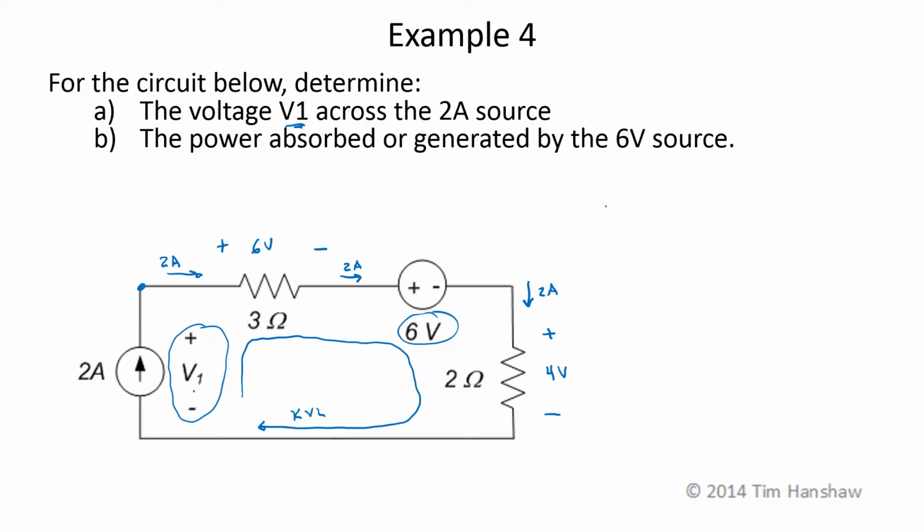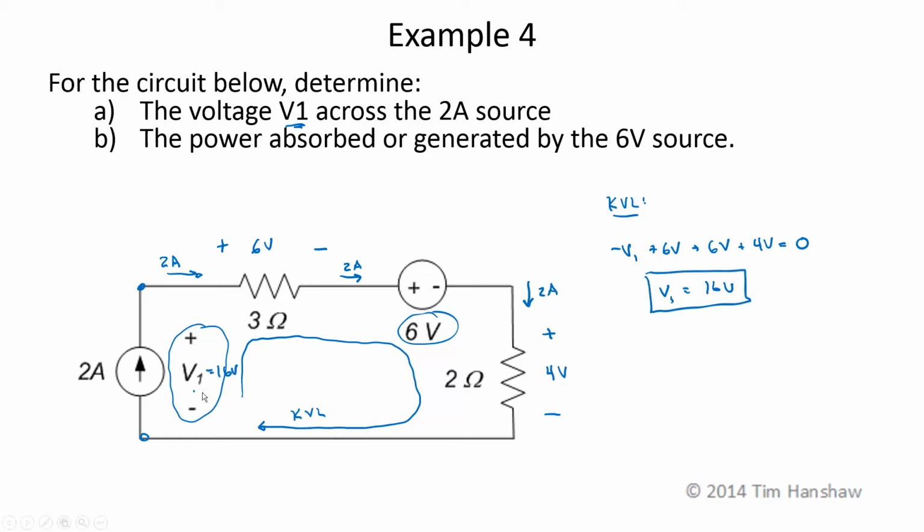Now I can do KVL. So starting down here, I see the negative terminal on V1 first, then I get a plus 6 volts from the 3 ohm resistor, I get 6 volts from the 6 volt source, and I have 4 volts across the 2 ohm resistor. That brings me back to my starting point, and those sum to 0. So V1 is equal to 16 volts.